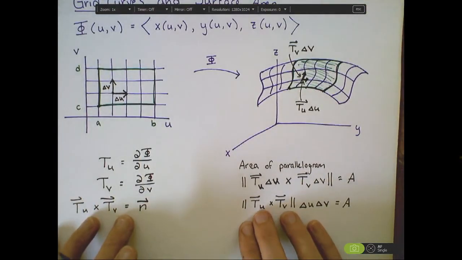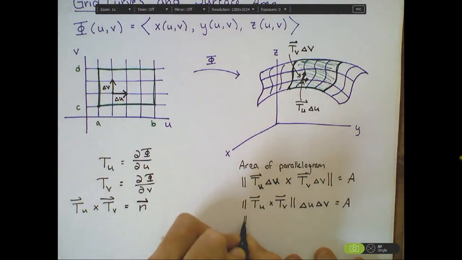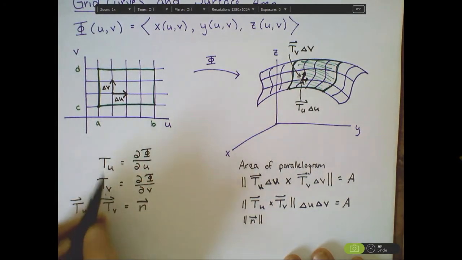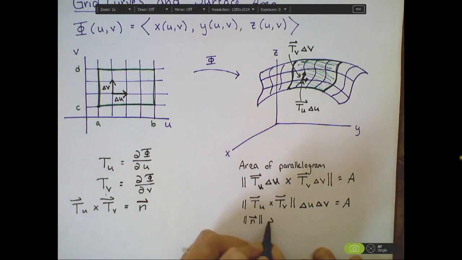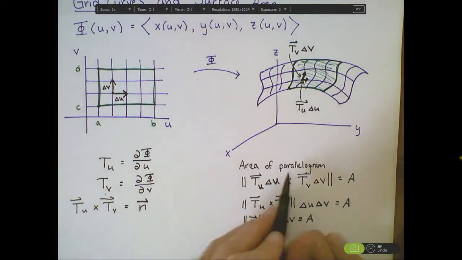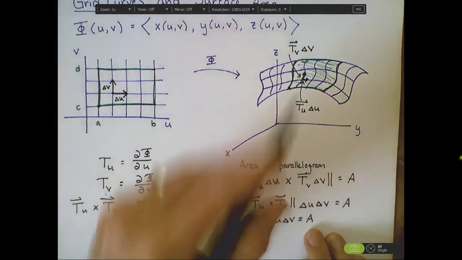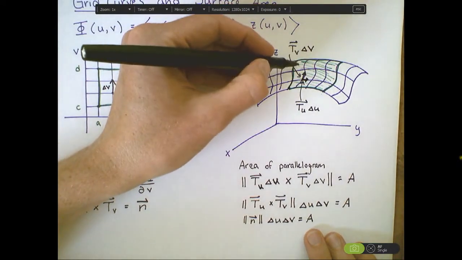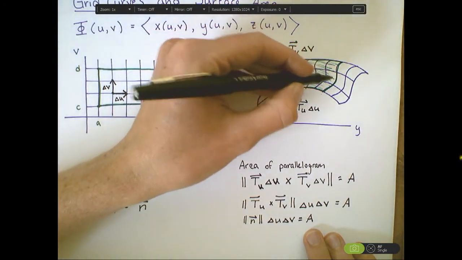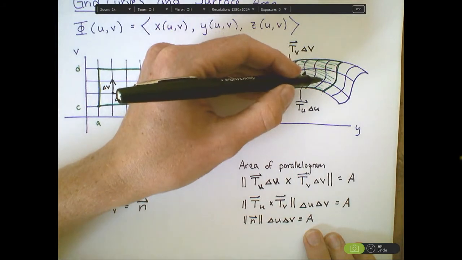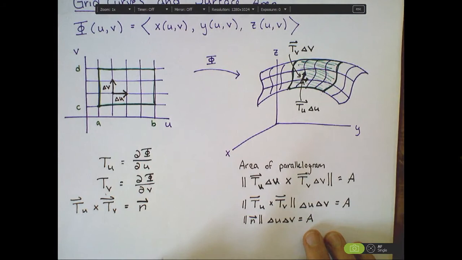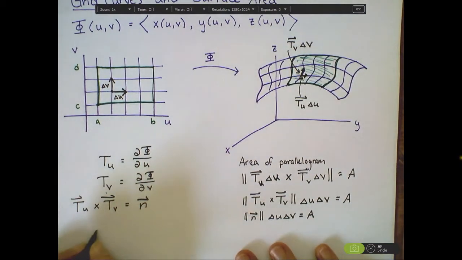So if I wanted a shorthand way to write this, I could just write it as the magnitude of n, where n is the cross product of each of these unit tangent vectors, times delta u delta v. That's the area of this tiny little parallelogram. But to find the area of this entire surface, we're going to take some limits. We're going to look at the sum of all of these little parallelograms, and the limit of those sums as the parallelograms get smaller and smaller. And that leaves us with our final equation for surface area.